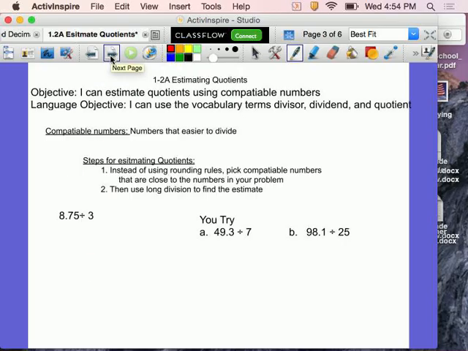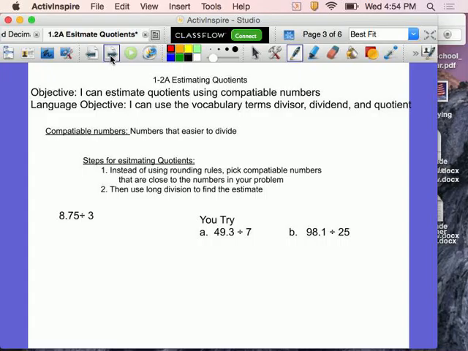So estimating quotients is our plan today. Our objective is that we can estimate quotients using compatible numbers. Now that's a little different than when we were doing multiplication. We kind of did rounding rules. So we'll talk about what compatible numbers mean and what that looks like. The language objective is to make sure that you can use the terms divisor, dividend, and quotient.